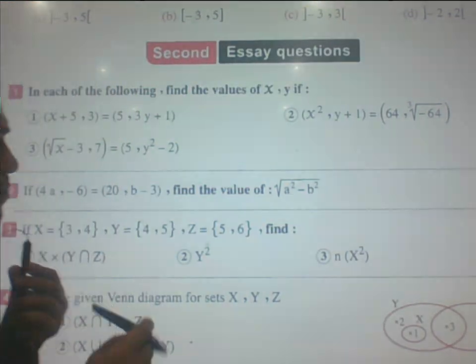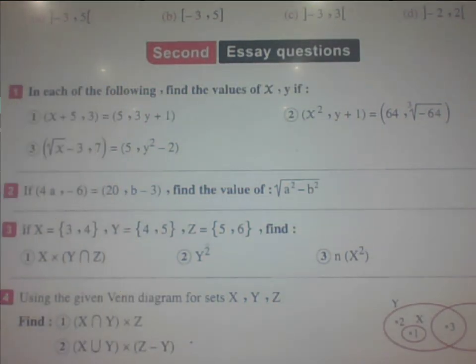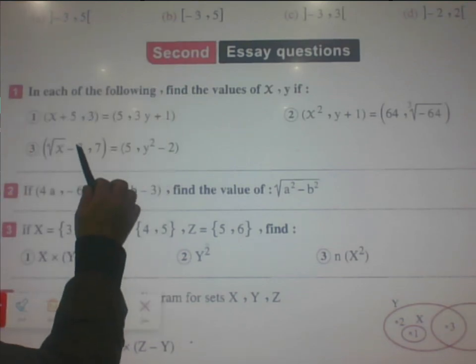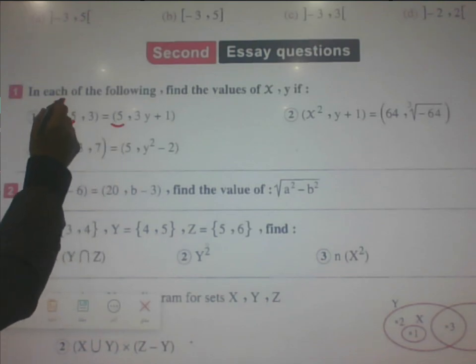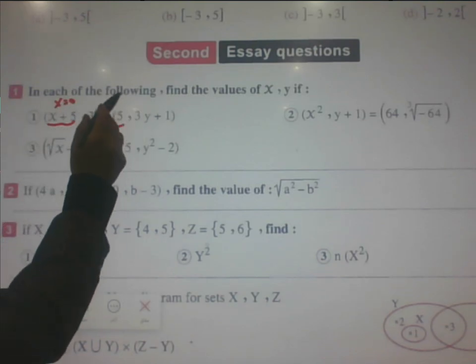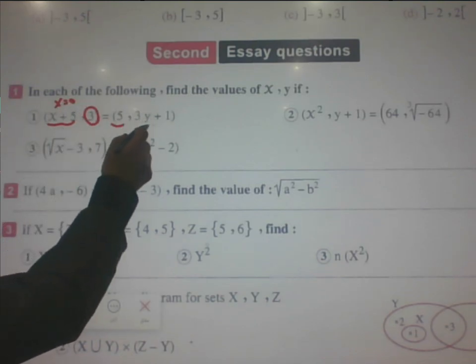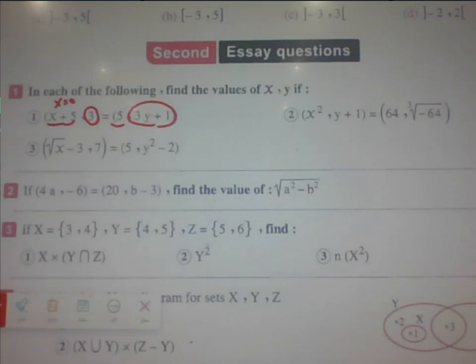Look here. x + 5 will be equal to 5, which means the value of x equals 0, because 0 plus 5 is 5. And also we can solve the equation 3y + 1 equivalent to 3. Then the first equals the first, and the value of x will be 0. 0 plus 5 equals 5. And second, 3 will be equal to 3y + 1.